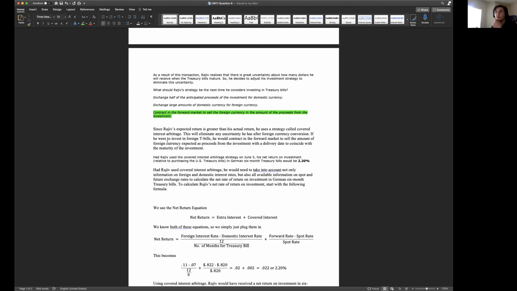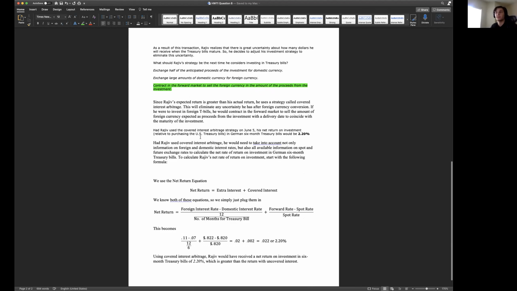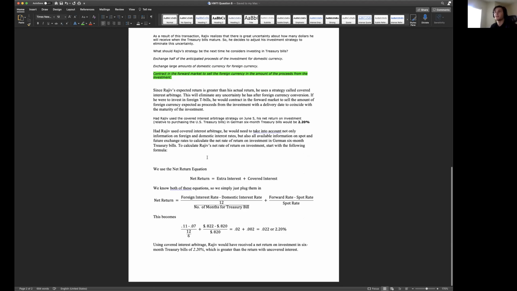If he were to invest in a foreign treasury bill, he would contract in the forward market to sell the amount of foreign currency expected as proceeds from the investment, with a delivery date to coincide with the maturity of this investment. And this all makes sense in this last problem. Had he used this covered interest arbitrage on June 5th to take into account the fluctuations in foreign currency, what would his net return on investment be relative to purchasing the US Treasury bills in German 6-month Treasury bills? It's going to be 2.20%.